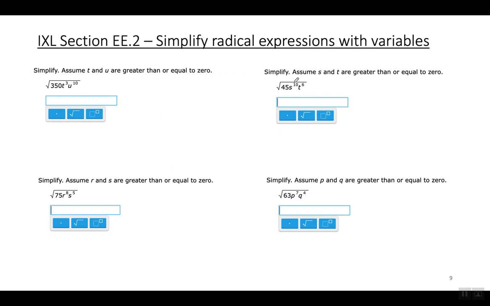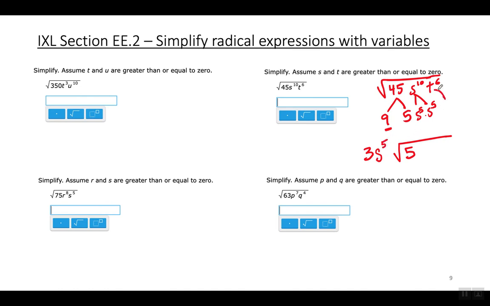All right, let me go to this example over here. The square root of 45 s to the 10th power t to the 6th power. So 45, I'm going to break it up into 9 times 5. The square root of 9 is 3, and the remaining 5 stays underneath the radical sign. S to the 10th power is s to the 5th times s to the 5th. So the square root of s to the 10th power is s to the 5th power. And t to the 6th power, I could break it up into t to the 3rd times t to the 3rd. So the square root of t to the 6th power is t to the 3rd power. And there's my final answer.